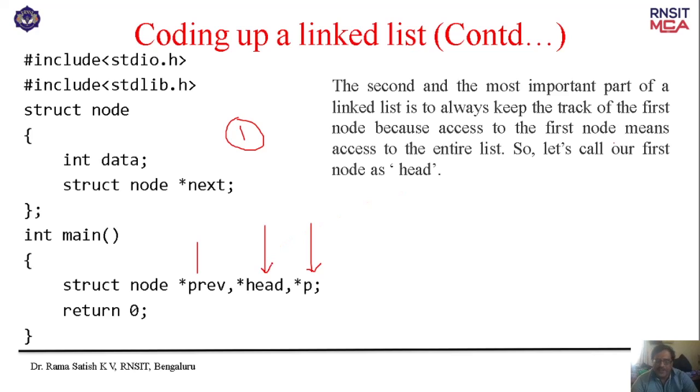So we need to have a head node declared. In the same way the previous node is declared, and the p node is used for getting a new node to be used for insertion. Let us call the first node the head node. This is a declaration. So first, you declare the structure. Second, declare the prev pointer, head pointer, and p pointer.